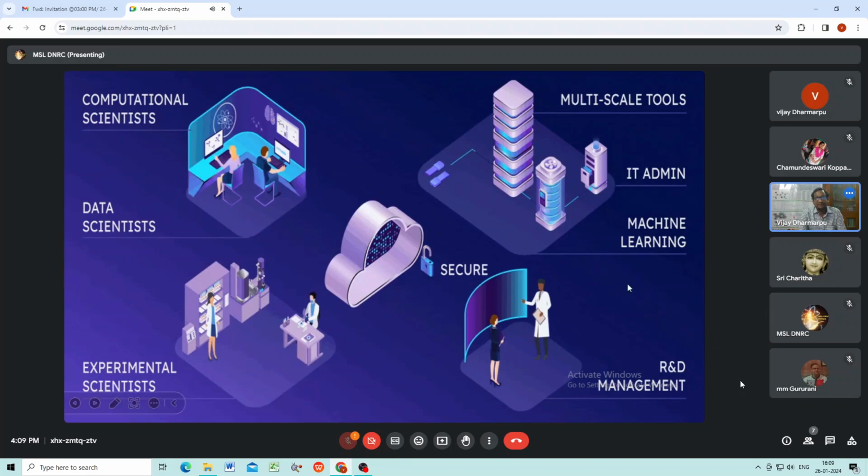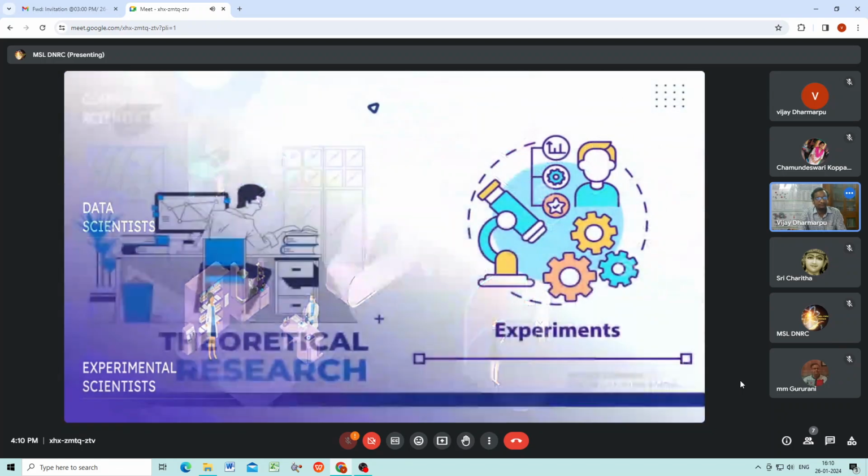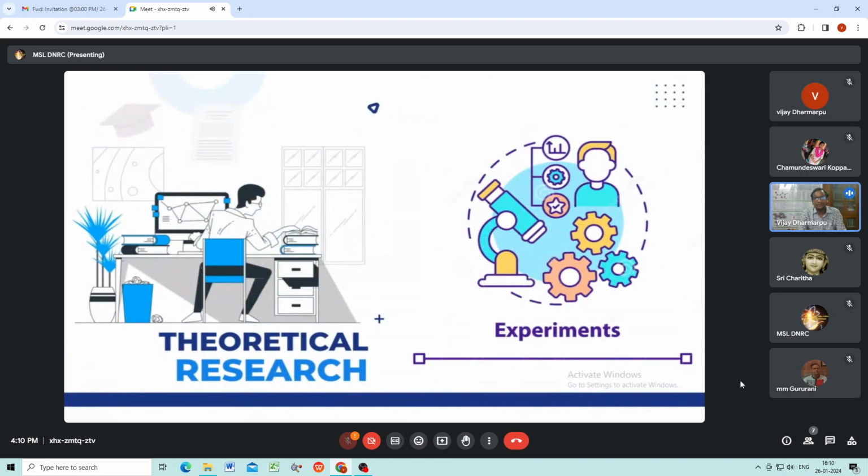Without this knowledge, we cannot become a data scientist or a computational data scientist. So finally, we have two types of research: experimental and theoretical research. Based on the theoretical research, only then will experimental research come into the picture. Without theory, we cannot go with the experiments. If we go without theory, that experiment will fail.